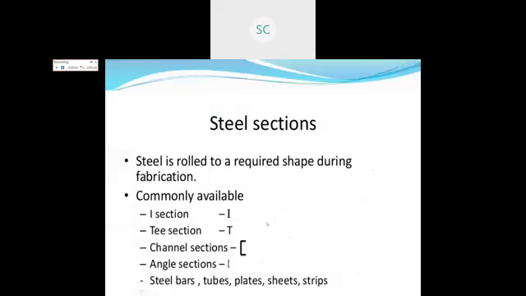Now you can see the commonly available rolled sections: I section, T section, channel section, angle section, steel bar, tubes, plates, sheets, and strips. There are two types of words generally used: plates and flats. Flats means having a width less than 400 mm, and otherwise it is called plates.